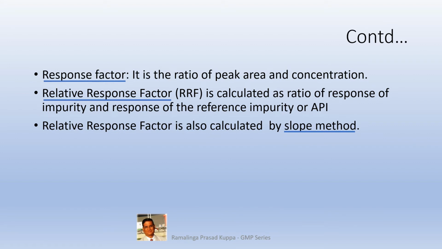Prepare 5 or 6 replicate concentrations and inject individually to get the areas for each concentration. Jot down all the data in the Excel sheet. Go to spacebar, type equal to symbol, then type slope. Take the areas data in y-axis and concentration in x-axis. You get the slope. Do a similar activity for standard with which the RRF will be calculated. Slope of the impurity divided by the slope of reference standard will give you RRF.